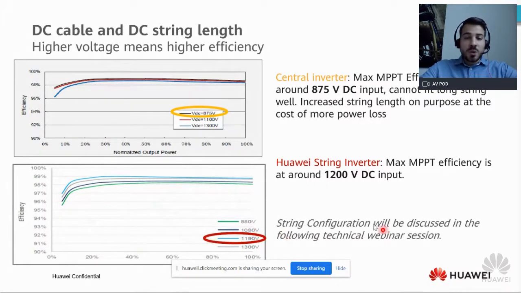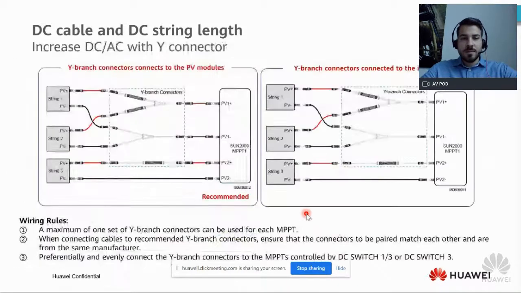But this will also be a topic of a further technical session: how to configure it, what we advise to use regarding open circuit voltage calculation, and how we can take into account the temperature of the PV panel. So we will go into the details in the next weeks.